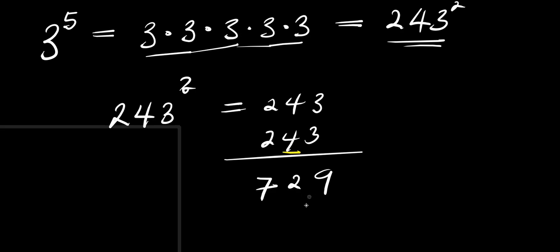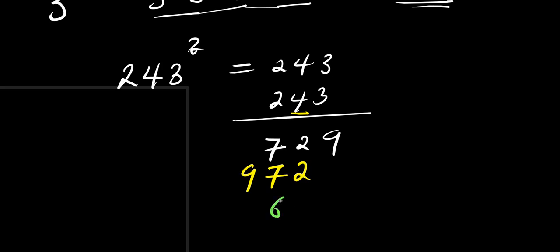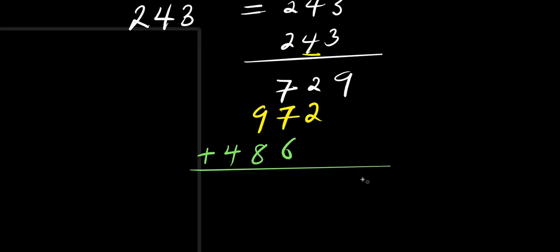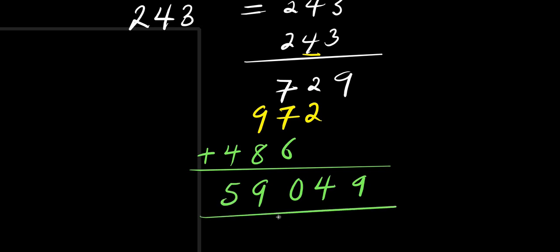4 times 3, that is 12 to carry over 1. 4 times 4, 16. 16 plus 1, 17. 7 carry over 1. 4 times 2, 8. 8 plus 1, we have 9. So 2 times 3, we have 6. 2 times 4, 8. 2 times 2, we have 4. We add up everything together. This is 9, 4, this is 20, 0 carry over 2. Add here, this is 19, this is 594.9.